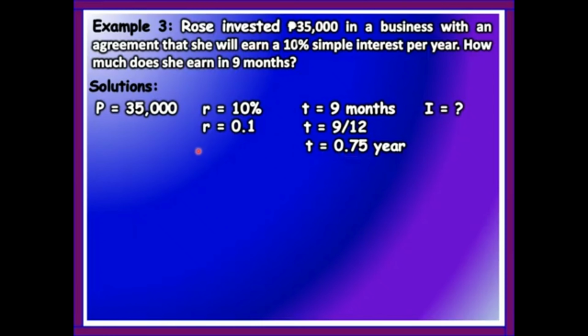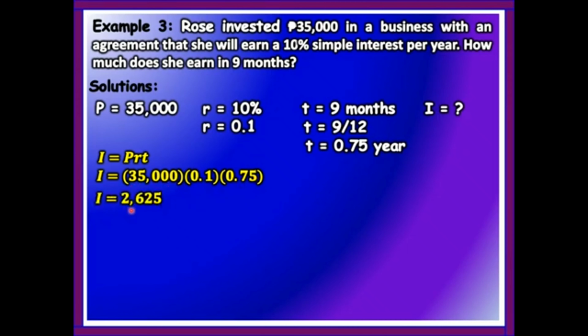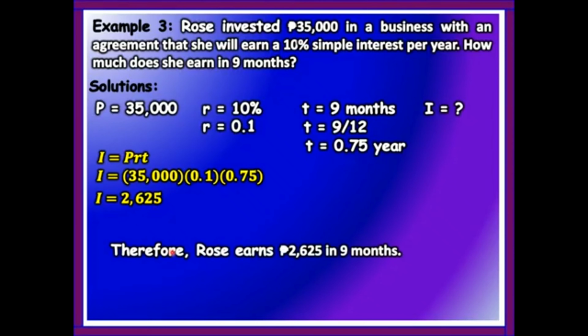Okay, so the formula to find the interest is equal to PRT. And substitute the given to the formula, we will have 35,000 times 0.1 and 0.75. So the product of these three numbers is 2,625. Okay, so therefore, Rose earns 2,625 pesos in 9 months.